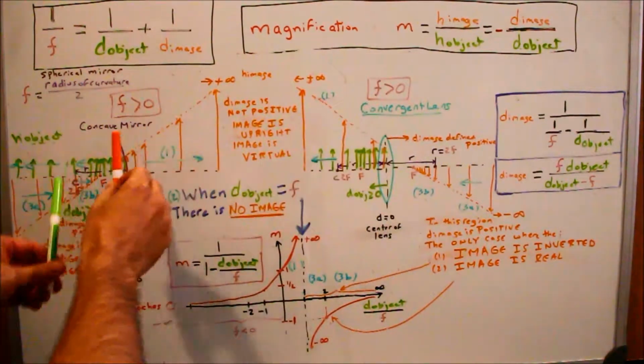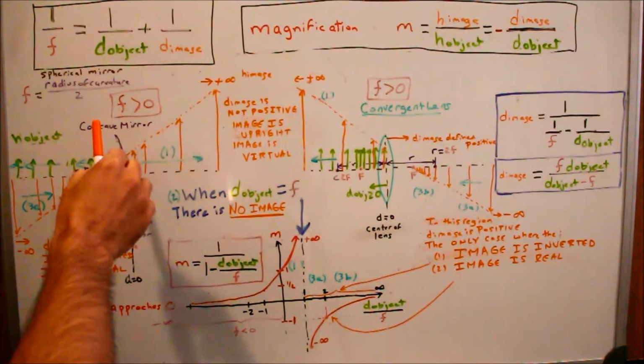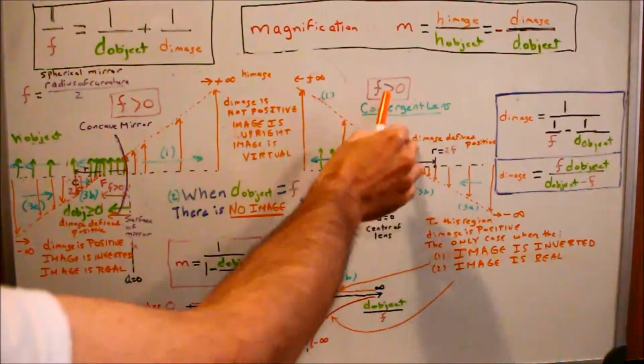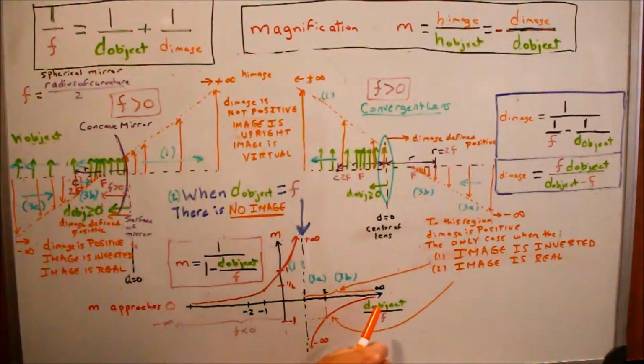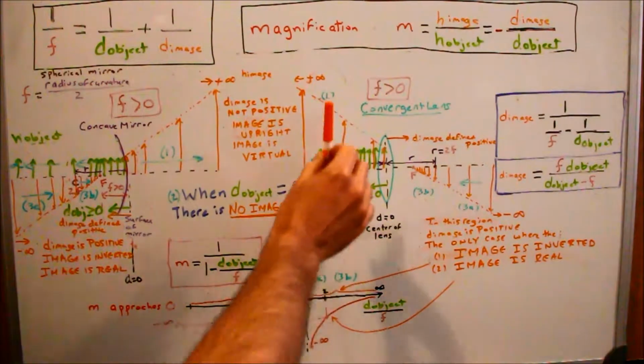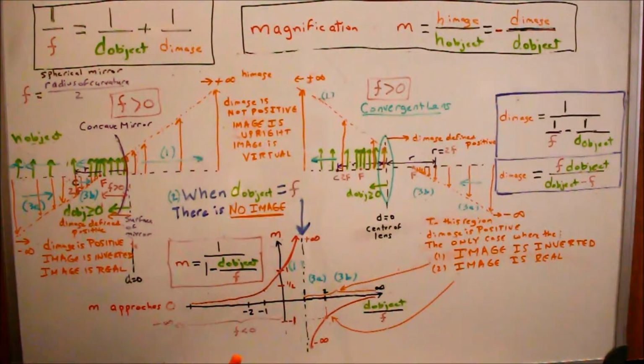All four of the cases: concave mirror, convex mirror, convergent lens, divergent lens. If I'm right up against it, I have a magnification factor of 1, which is also true for any plane mirror. So it's a very common scenario.